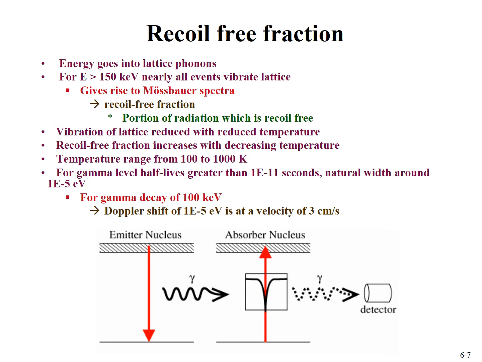Some of the experimental methods that are useful for Moessbauer spectroscopy include reduced temperature, because then the lattice vibration reduces and the recoil-free fraction increases. So temperatures are usually pretty small. And if the gamma level half-lives are greater than 10 to the minus 11 seconds, this width is around 10 to the minus 5 eV, which can actually be achieved with this Doppler shift, at around 3 centimeters per second.